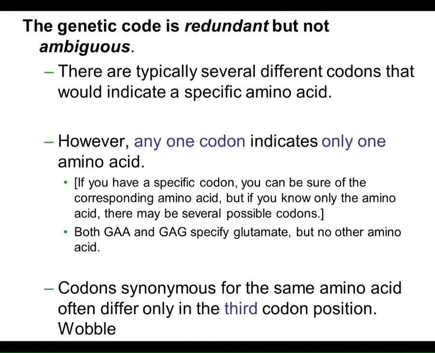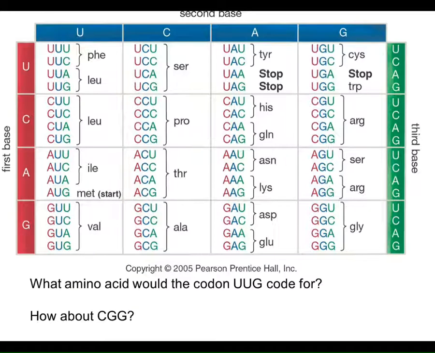But the code is not ambiguous, meaning that every single time the ribosome sees CCC, it'll put in the same amino acid. There's no ambiguity about it. There's no confusion. When the ribosome sees those 3 letters, it will always, always, always put in the correct amino acid. So here's another version of the same table.